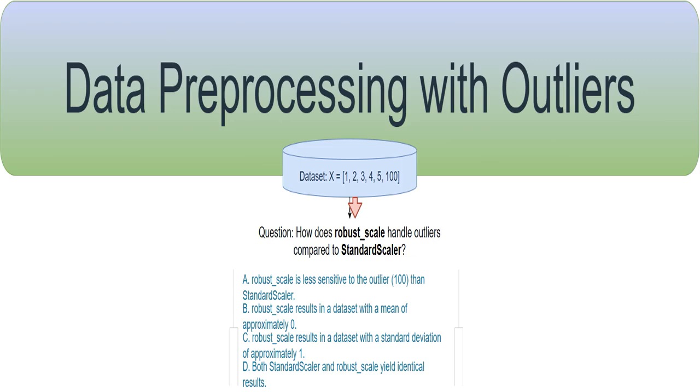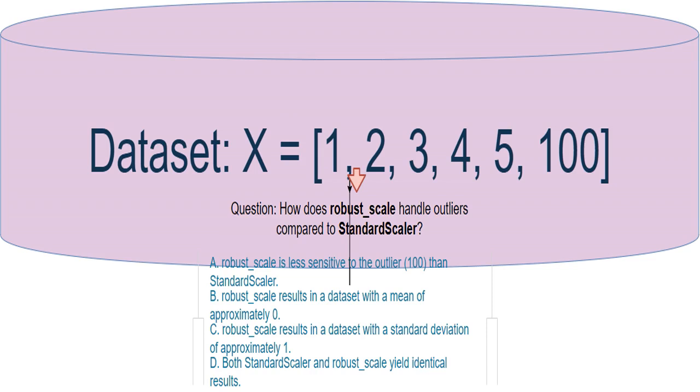This quiz focuses on how to handle data that has some unusual values, also known as outliers. We'll explore two common methods, StandardScaler and RobustScaler, and compare how they deal with these unusual data points. This is very important in data analysis to get accurate results. Here's our dataset. It's simple, just one feature, X, with 6 values. Notice the outlier, 100, which is much larger than the other values. How will each method handle this outlier? That's the key question of this quiz.